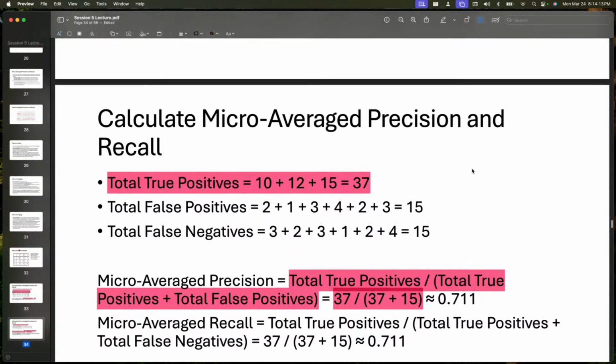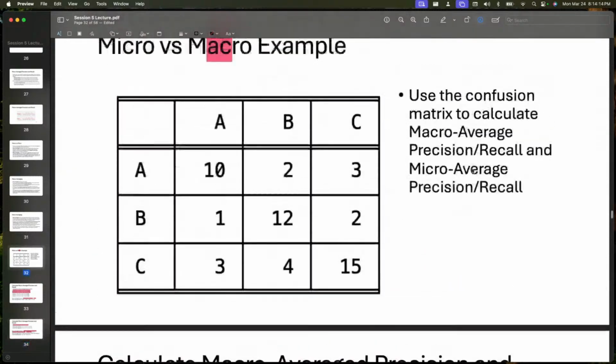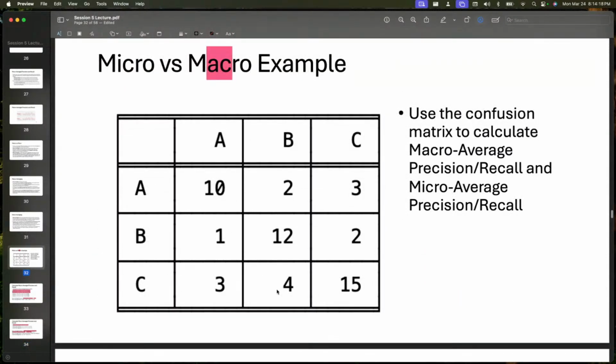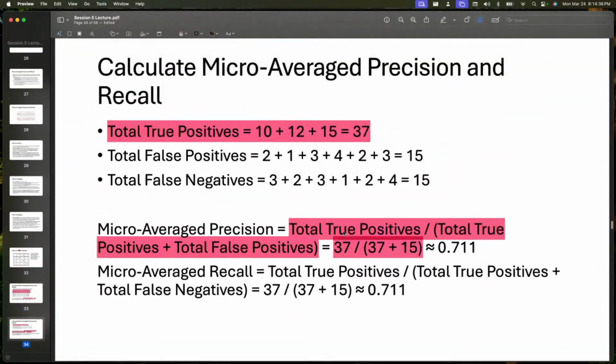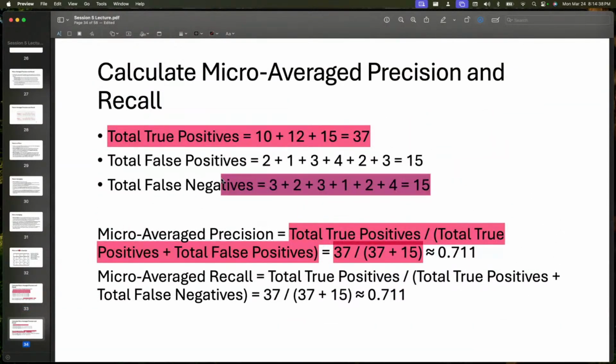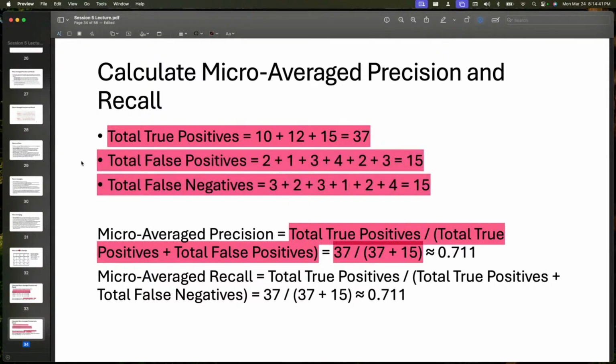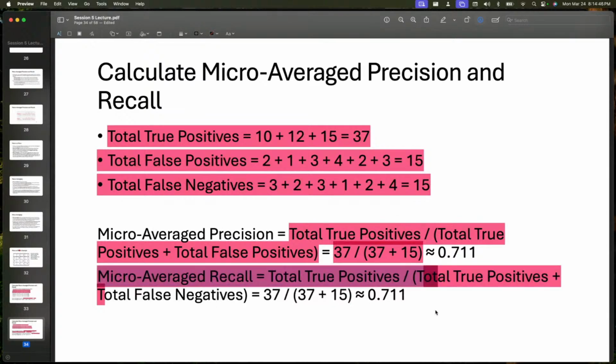So 2, 1, 3, 4, 2, and 3. So all the times that we tried to predict A, but it was actually B, or tried to predict B, but it was actually A, or tried to predict B, but it was actually C, you add up all the other numbers. Great, so these two are going to be the same. So that means our micro average precision and our micro average recall are the same.